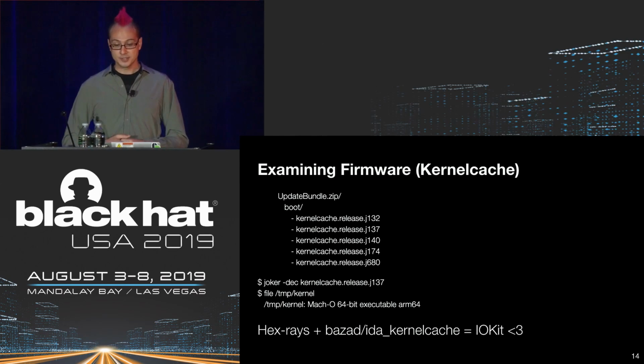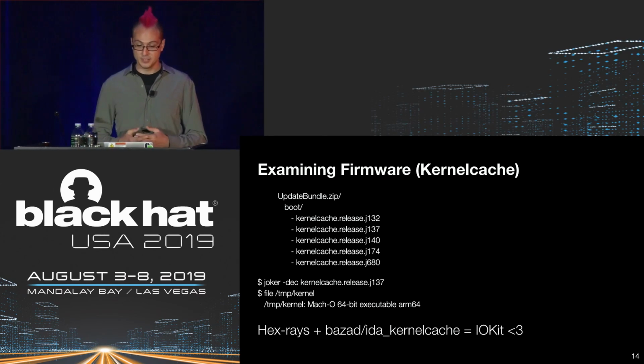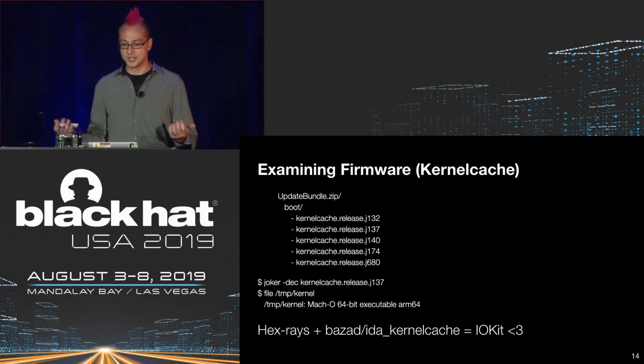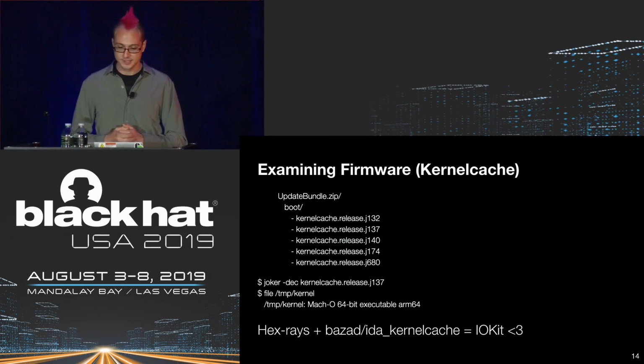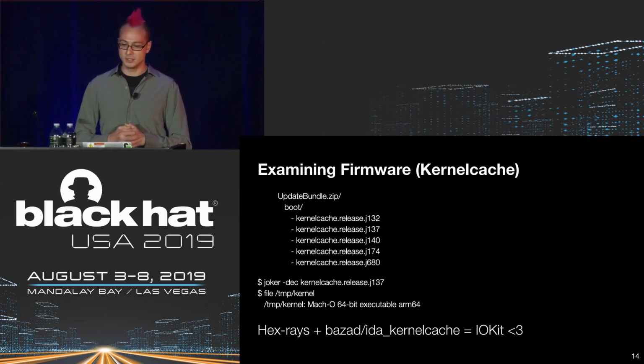Model-specific kernel caches are relatively easily accessible after decoding them with the Joker tool. From there, you can throw them into IDA and start your traditional ARM64 Darwin kernel analysis. I also highly recommend using the IDA kernel cache extension, as it makes reconstructing IOKit types fairly trivial.